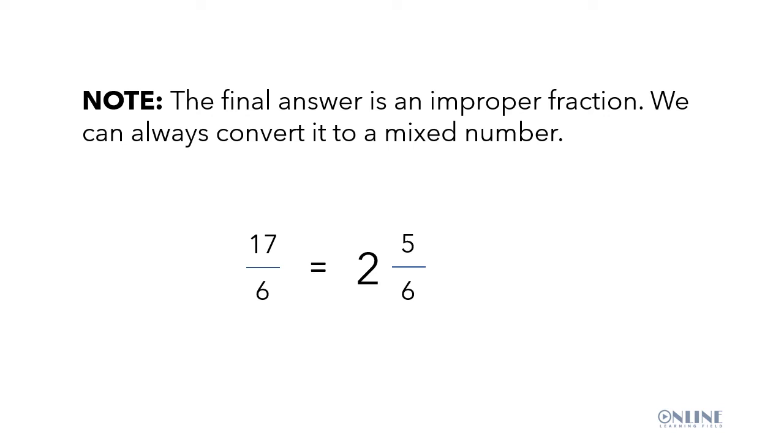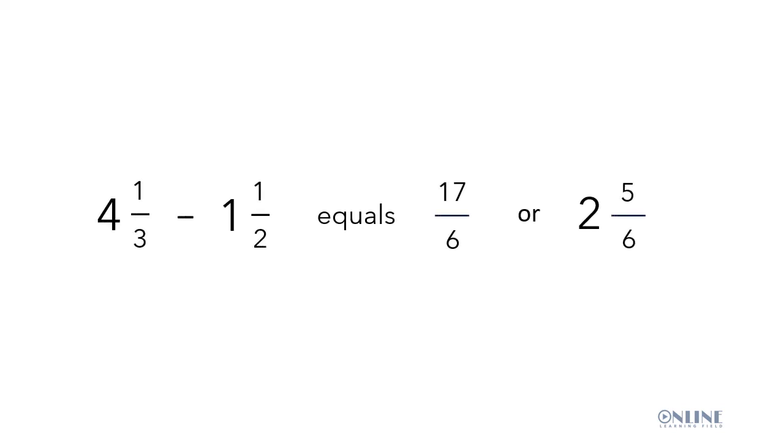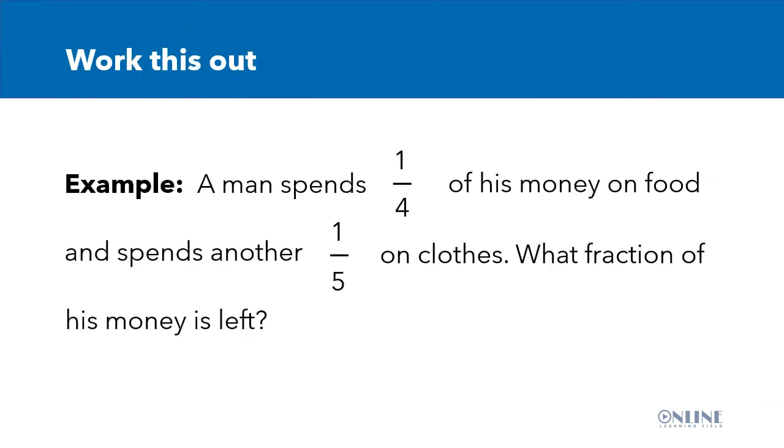The final answer is an improper fraction. We can always convert it to a mixed number. The difference between 4 1/3 and 1.5 is 17/6 or 2 5/6. In this final example, a man spends 1/4 of his money on food and another 1/5 on clothes. We are required to calculate what fraction of his money is left.